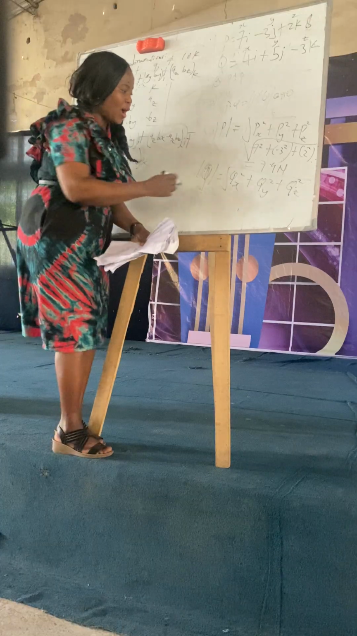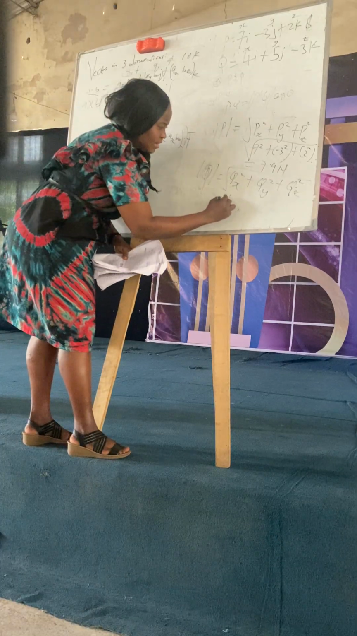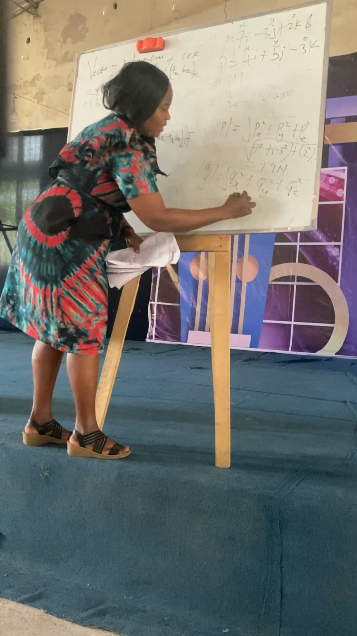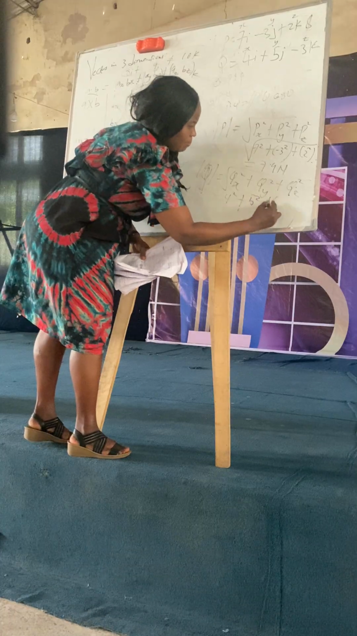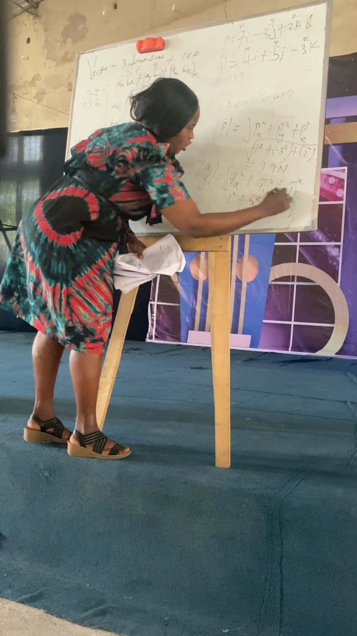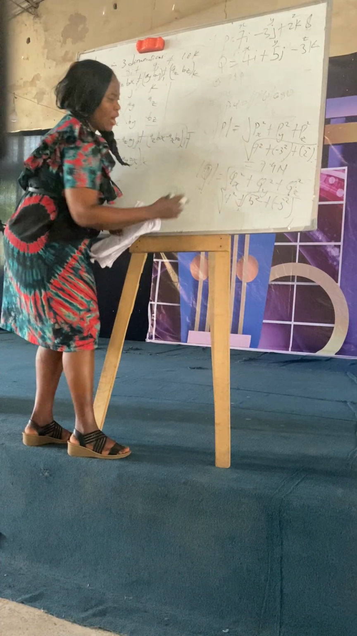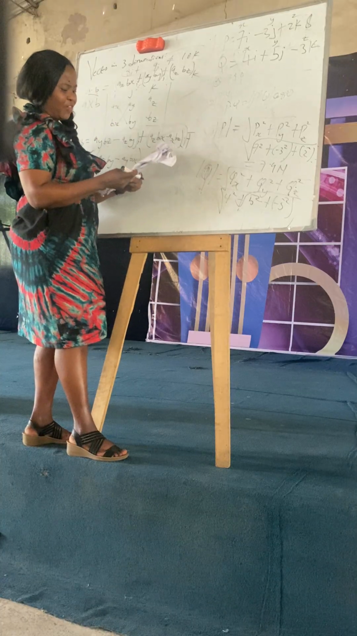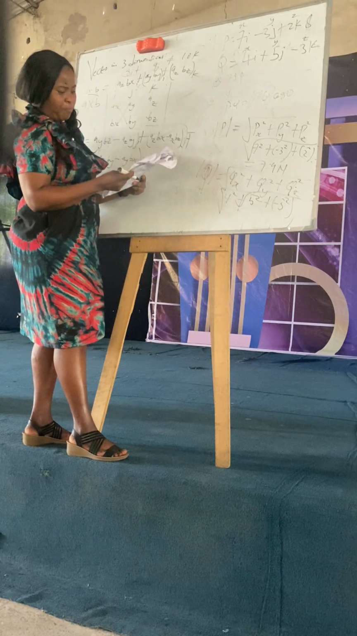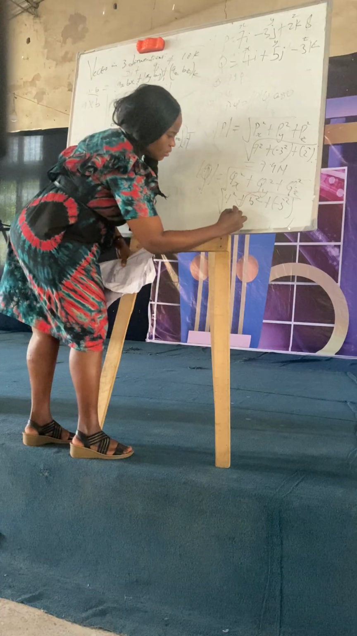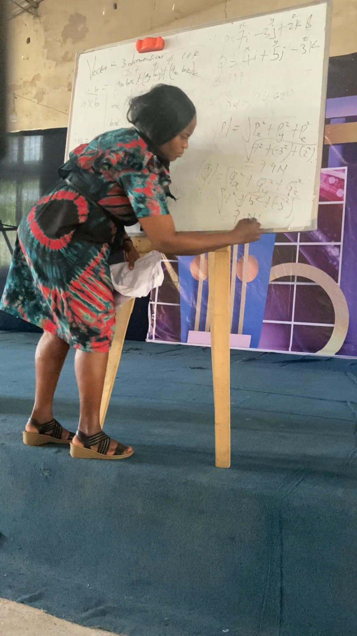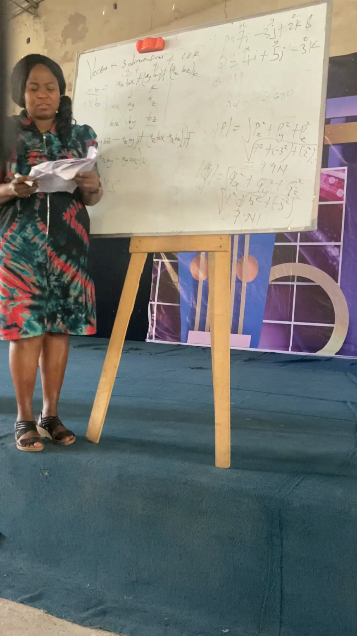Put the values. What do you have? Q squared is equal to 4 squared plus 5 squared plus minus 3 squared. Anything minus, squared, becomes positive. When you take the square root of all of them, I have here 7.1 Newton. This is the magnitude you're asked to find.